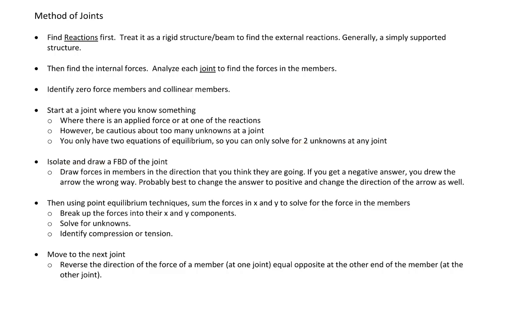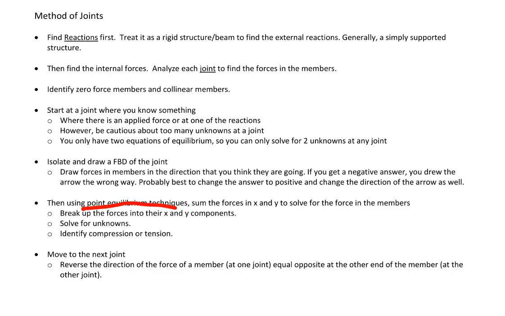We're going to then isolate and draw a free body diagram of the joint, and draw the forces in the members in the direction that you think they're going. Most of the time, at least in my opinion, that's the best approach. If you get a negative answer, that means you drew your arrow the wrong way. Now, in some cases, it makes sense to redraw your arrows, redo your equations, and change the signs to get everything in a positive direction. Perhaps we'll do it both ways here. There's no real right or wrong answer when it comes to that, and I think with some practice, you'll figure out what will work best for you.